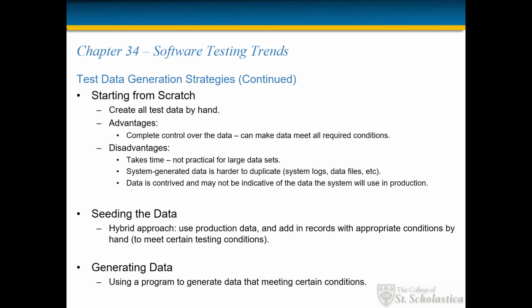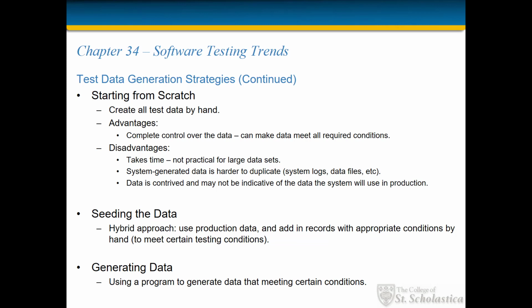So the next kind is a hybrid approach, combining those first two strategies. It's called seeding the data. You've got production data. You can have a certain number of records that you pulled from production, but then you can go in and modify those records or add in your own records that you've written by hand to meet certain testing conditions. And that's usually what happens.